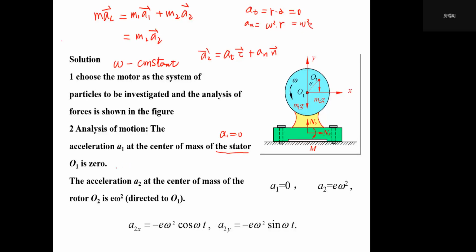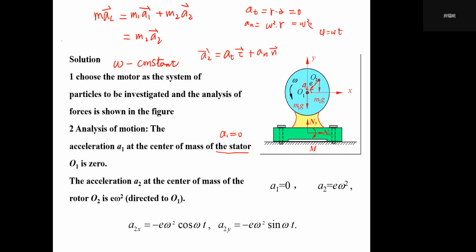So that's why they tell us the acceleration A2 at the center of mass of the rotor O2 is omega squared E. Its direction is always directed to O1, pointed to O1 along this direction, right? So if we know that, we can find, because it's CCW direction, let's see this angle phi equal omega t, right? So we can find A2x will be omega squared cosine omega t, right?